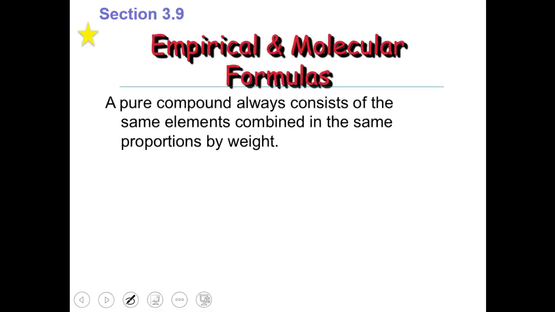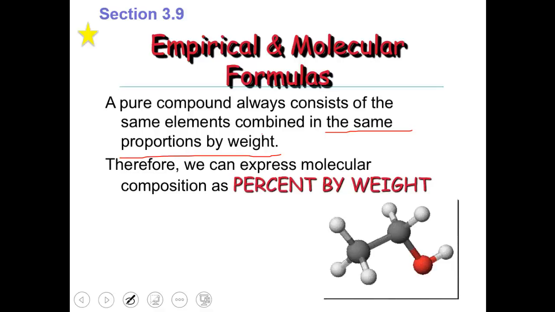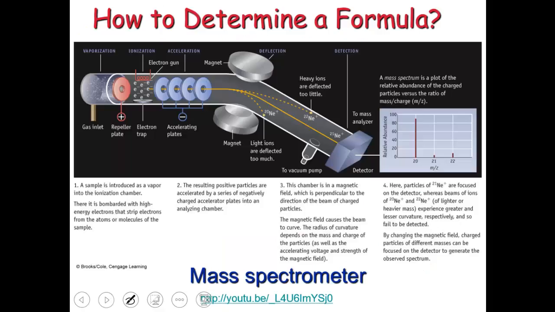Now, as we said, a pure compound always consists of the same elements combined in the same proportions by weight. And we've done that looking at the law of definite proportions and the law of multiple proportions. So we're going to look at this percent by weight. And so we've seen this before. Here's ethanol, and we're looking at the percents by mass. Now, what we can do is look at the formula of a molecule and determine it in nature.